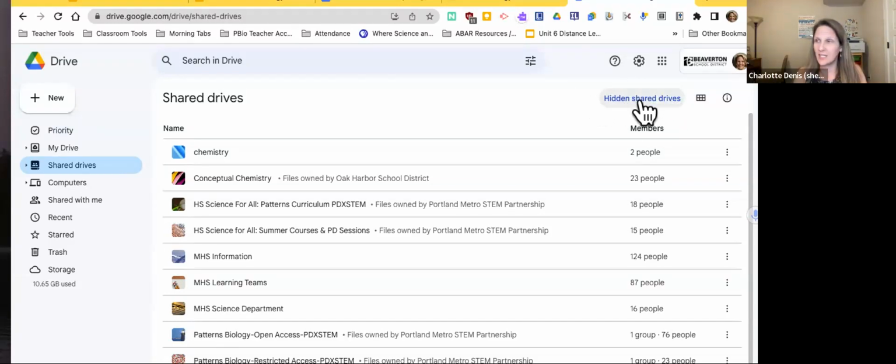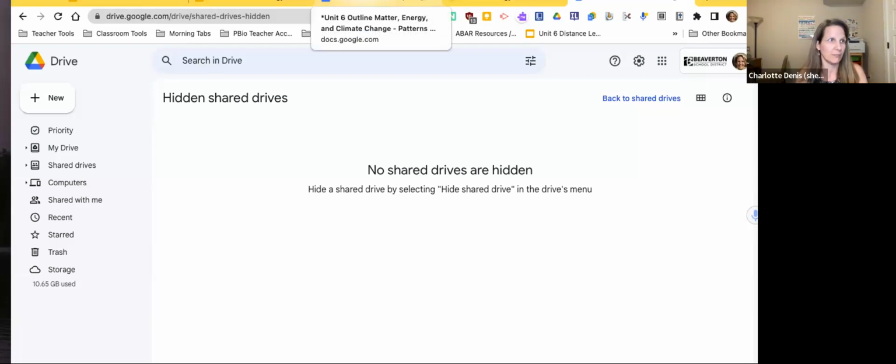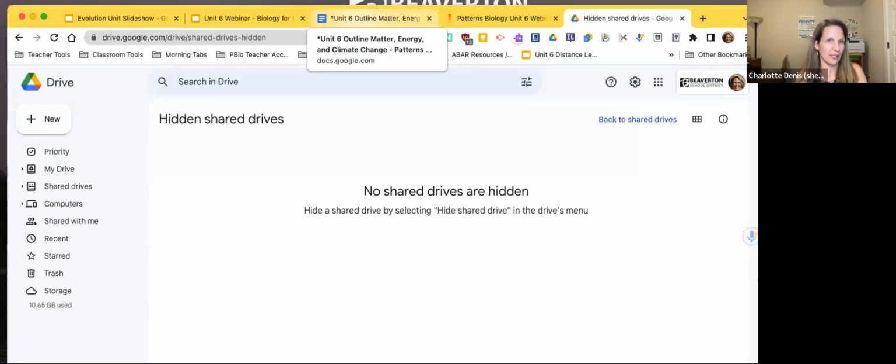Once you have shared drives selected, on the right-hand side there's a button that says hidden shared drives. I don't have any that are hidden, but it's possible that our shared drives are hidden for you. So that's the one thing that I can think of right now that could be the cause of your issue. But if that does not turn out to be the case, then we'll have to try to do some other troubleshooting later.